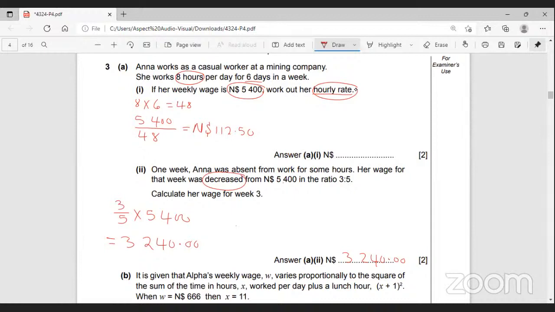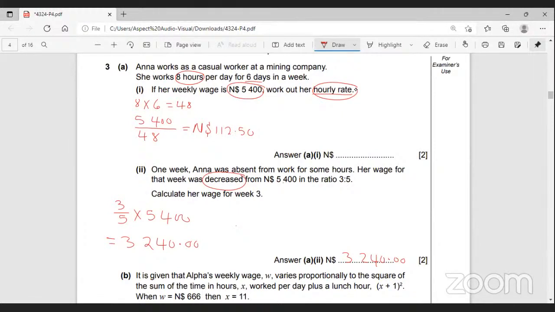Then the last statement that says calculate for week 3 is with reference to the statement that you started with. So it was decreased, but it was in week 3 that she was absent. That's what the English means there. The reason they say 1 week is because the hourly wages in the previous question was a weekly thing, which means the weekly thing was 6 days that she worked. So if you want to know when she was absent, it was in week 3. That's what it means.